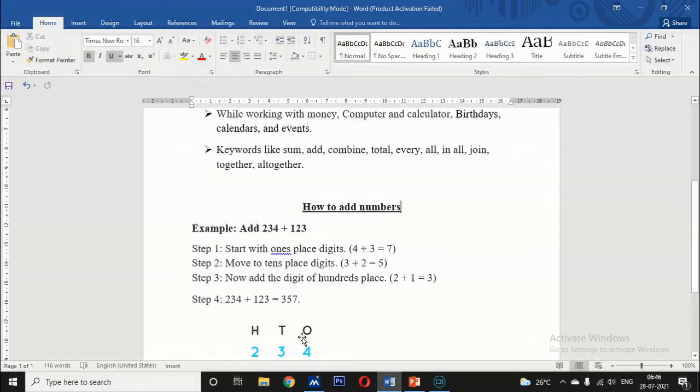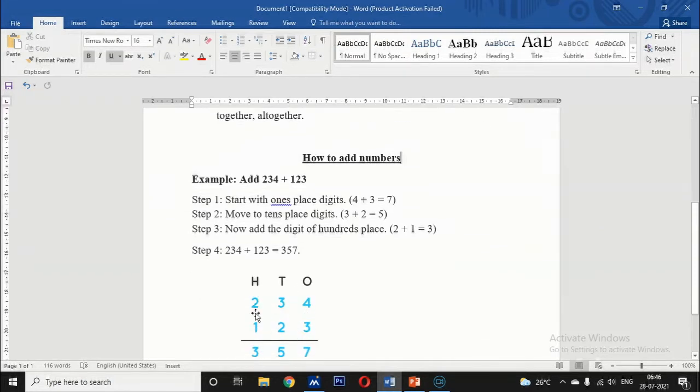Children, you have to add the numbers like this. First you have to write their place values, ones, tens and hundreds. Then according to the place values, in the ones place you write the ones place values, in the tens place you write the tens place values for both the numbers, and in the 100 place you write the 100 values for both the numbers.